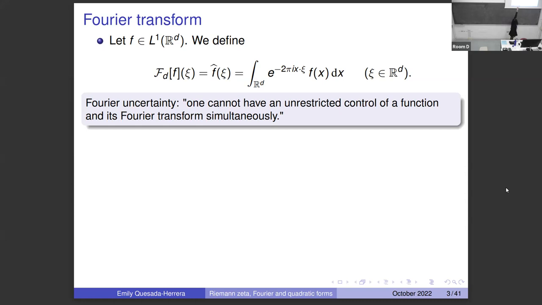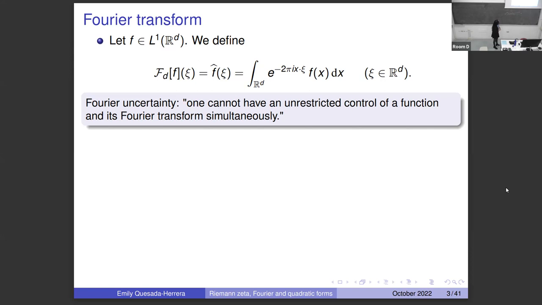So here, if you have a function f, you define the Fourier transform as the integral of the function f times this factor e to the minus 2 pi i x xi. So this is a complex exponential, so it is oscillating on the unit circle, and that's where we have the oscillation. Of course, we can write the exponential in terms of sines and cosines. So again, we can see the oscillations here.